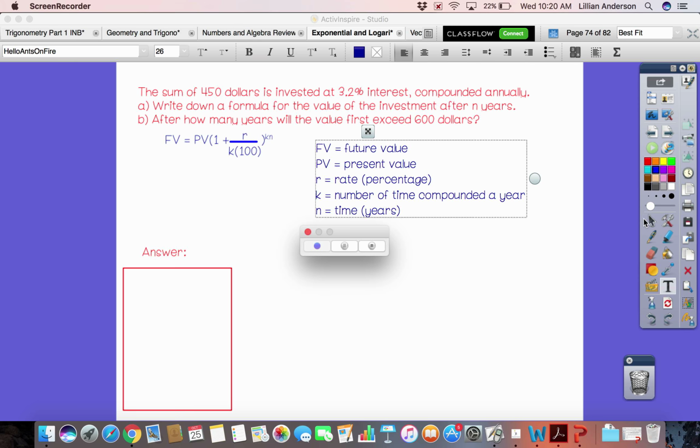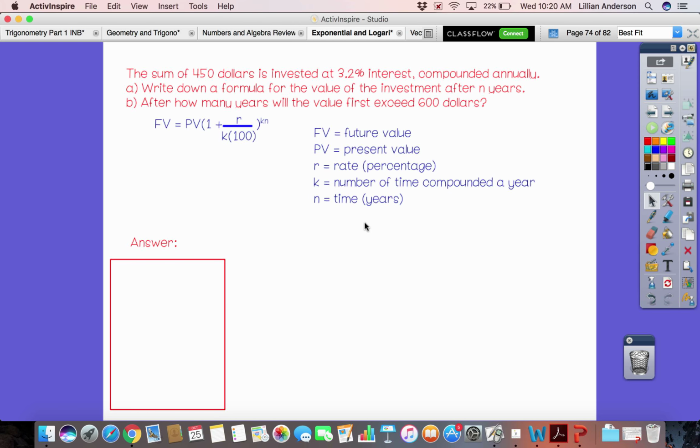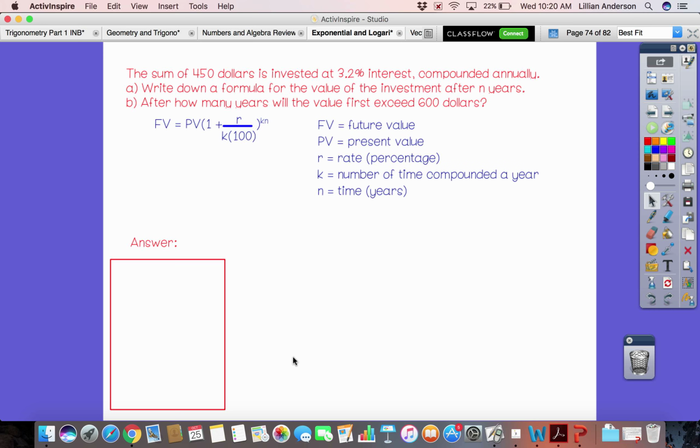If you got stuck, this can help you here. This formula is the formula for compound interest. You would have learned about this back in your Algebra 2 days, but it basically is the equation that you use to represent any type of problem that's being compounded annually, usually dealing with money. FV represents your future value, PV represents your present value, basically what you start with, and then you multiply by 1 plus R over K times 100, R being your rate. You literally plug in the rate as a percentage. K, the number of times a year it is being compounded, and N is your time in years.